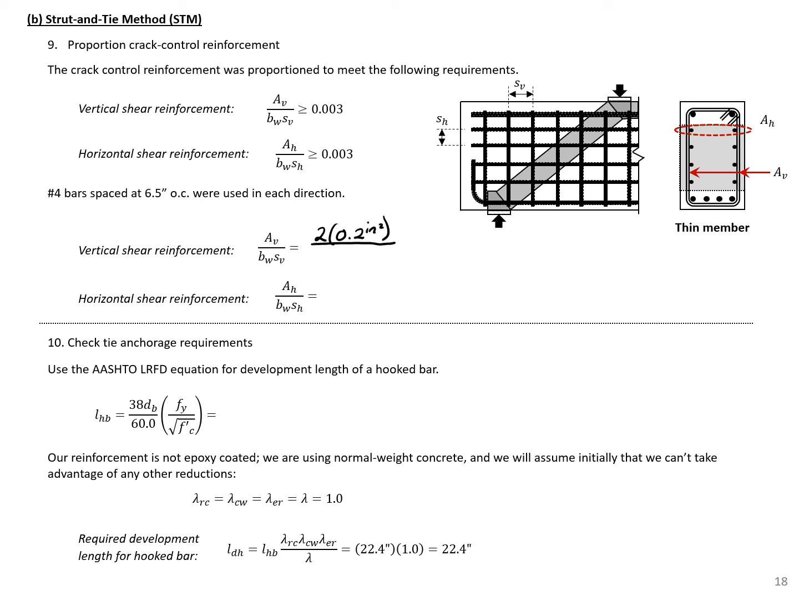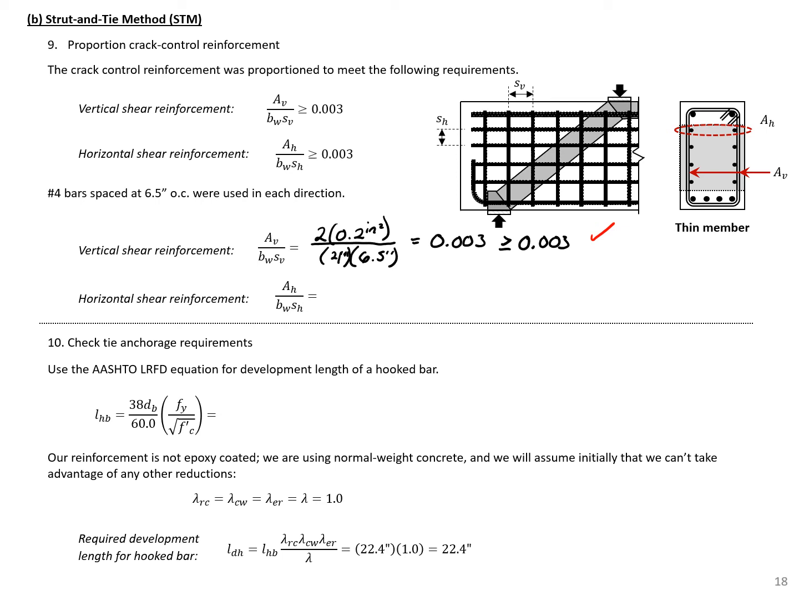We have a 21-inch web, so 21 inches there, times 6.5 inches, which is the spacing of these vertical number 4 bars, which gives us a vertical shear reinforcement ratio of 0.003. So this is equal to, or greater than or equal to, our limit of 0.003, so we're okay here.